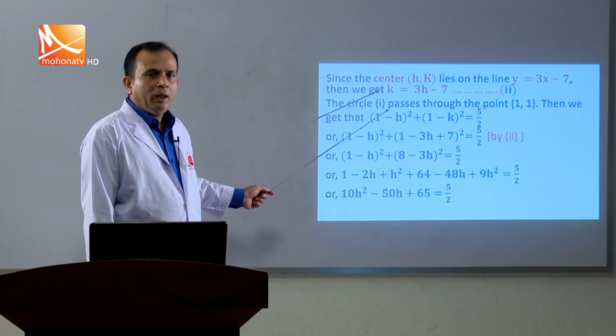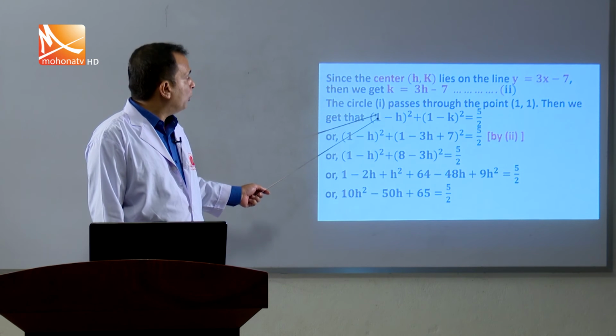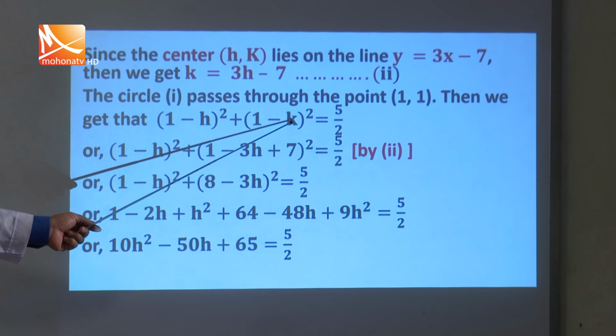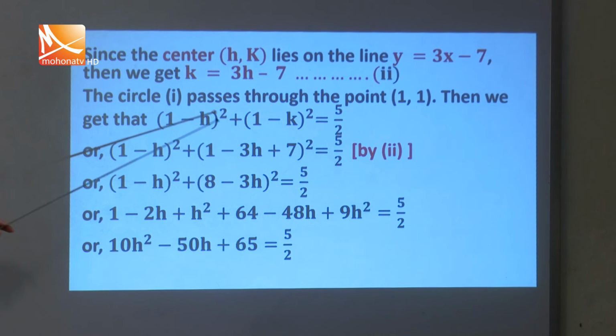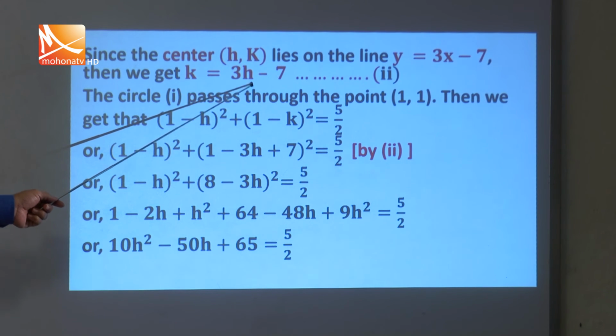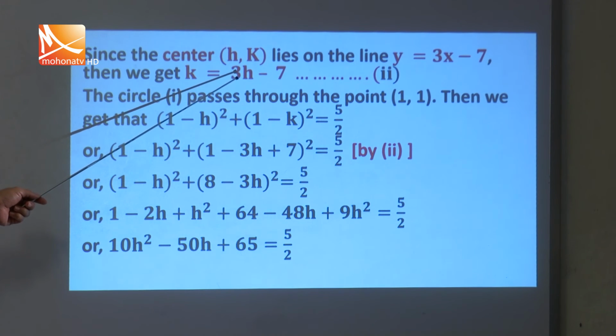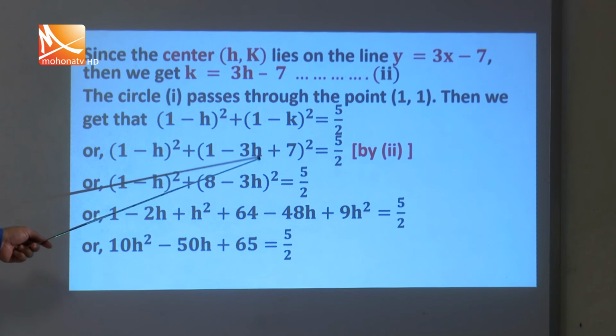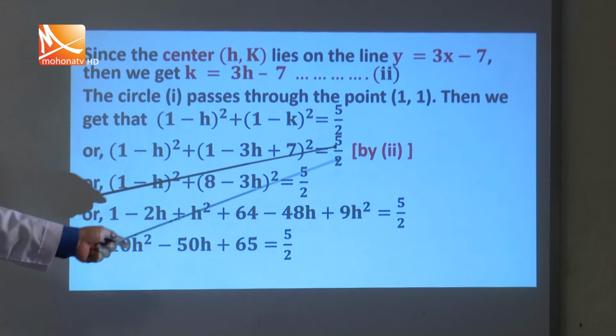Then we get (x minus h) whole square, it will be (1 minus h) whole square. (y minus k) whole square, the value of y is 1, so (1 minus k) whole square equals 5 by 2. Now, what is the value of k? You just see that the value of k is 3h minus 7. So minus k equals minus 3h plus 7, (8 minus 3h) whole square equals 5 by 2.